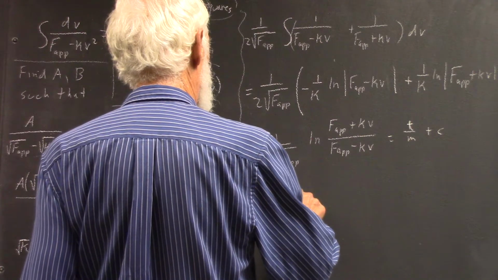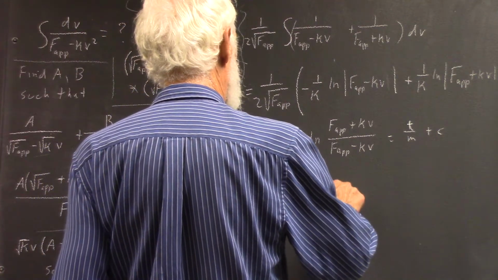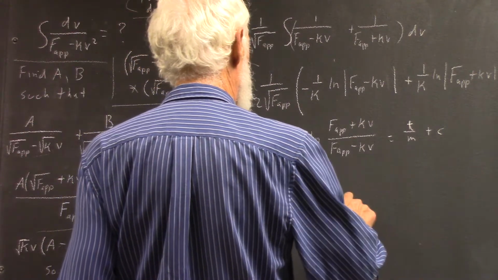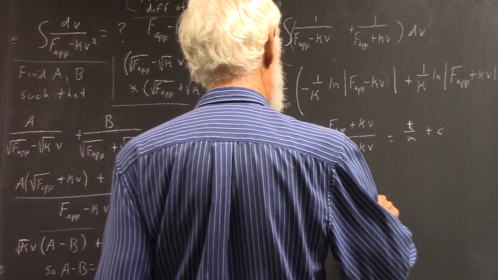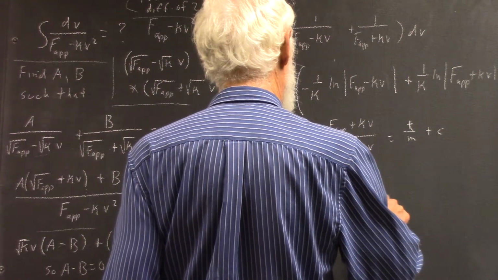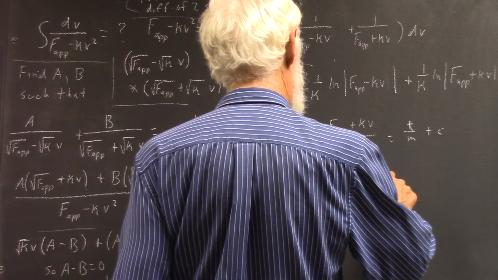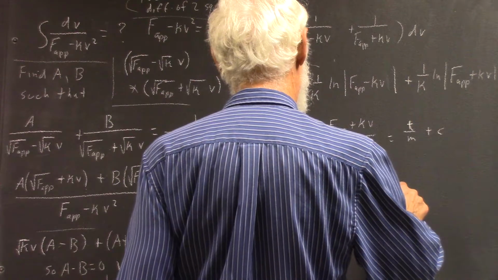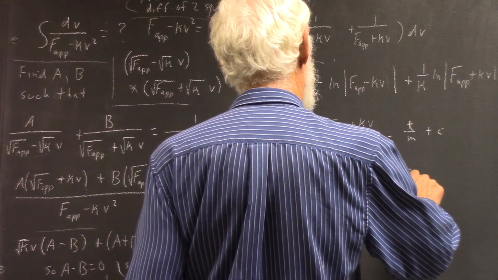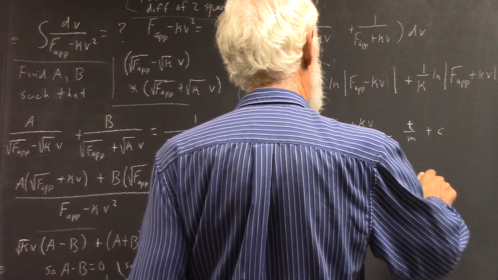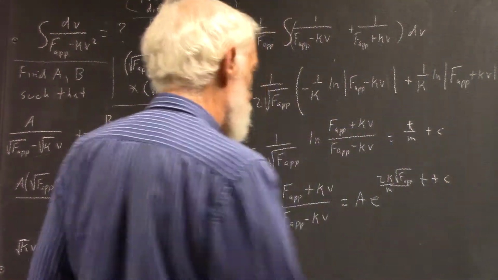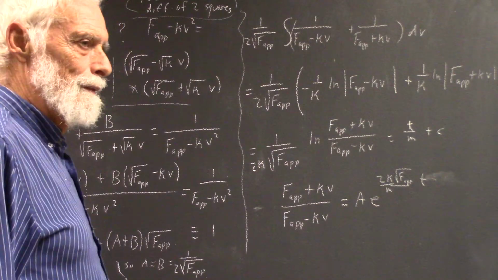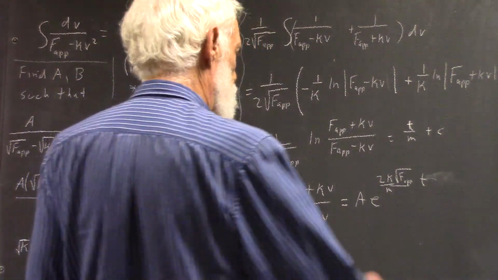So we get f out plus kappa v over f out minus kappa v equals a e to the 2 kappa over m, 2 kappa square root of f out over m, t, and the c is what gives us our a, and we've been through the details of that at least 3 or 4 times now, so I'm not going to do the details of that.